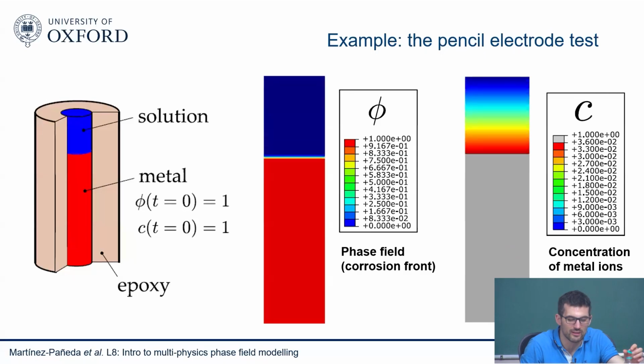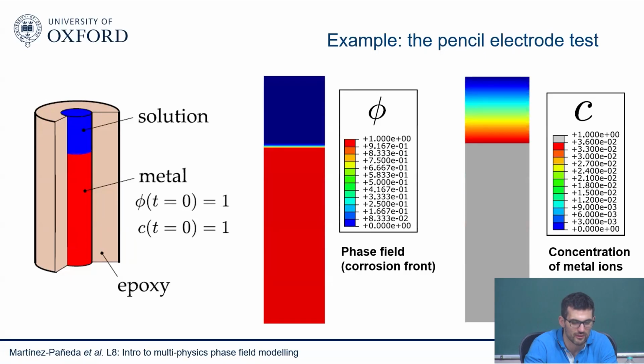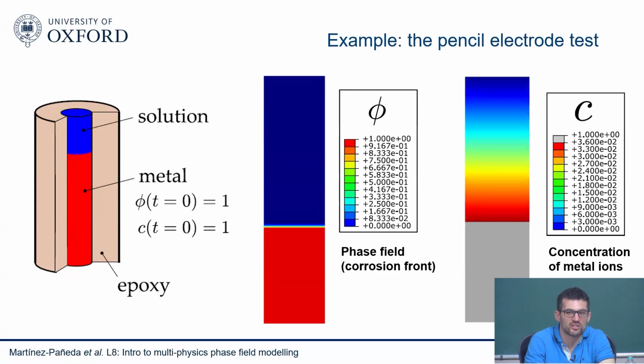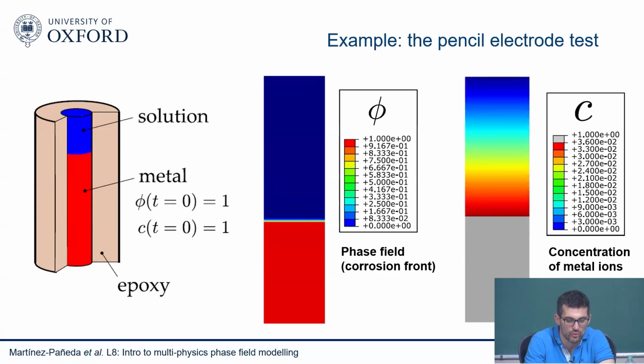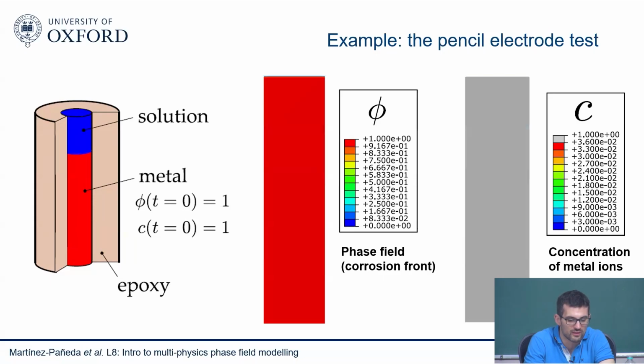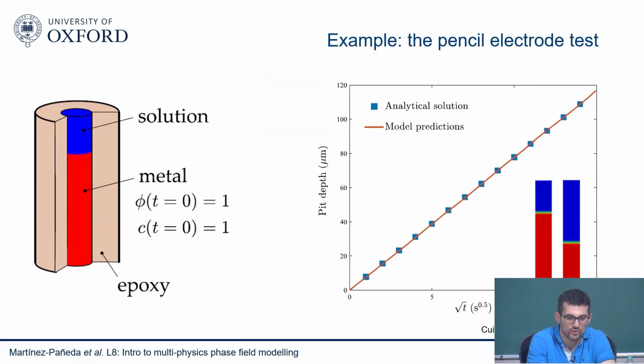Of course, we don't really need phase field to model 1D corrosion, so this is just a benchmark test. But this benchmark test is very useful because, first, there is experimental data that we have been able to reproduce, but also there is even an analytical solution for the conditions of diffusion control corrosion. So this is the comparison with the analytical solution for diffusion control corrosion, and you can see the model seems to agree very well.